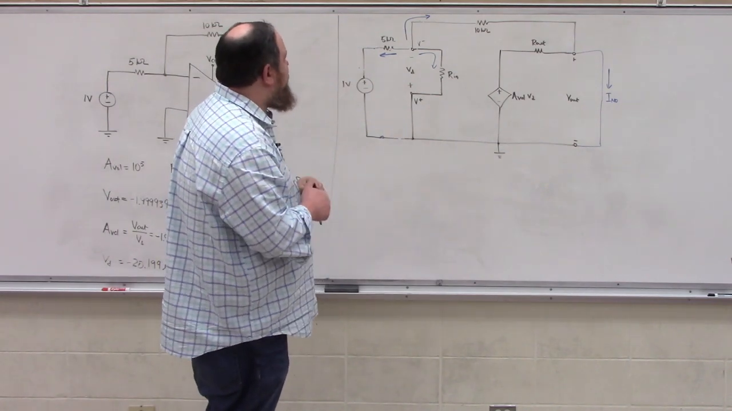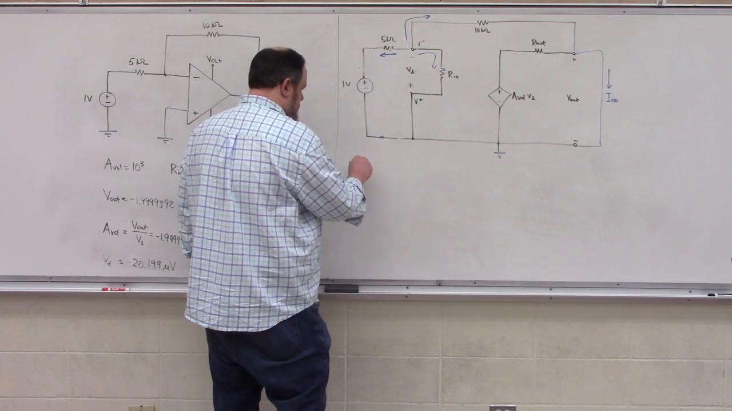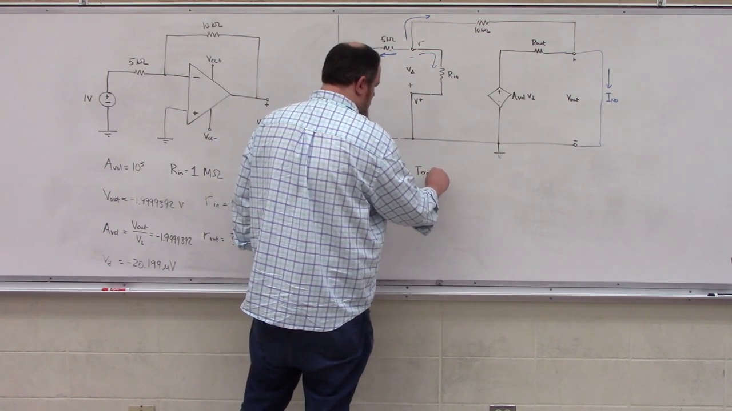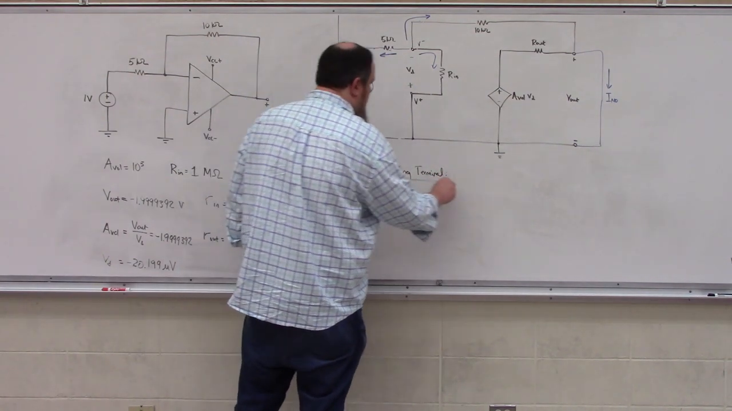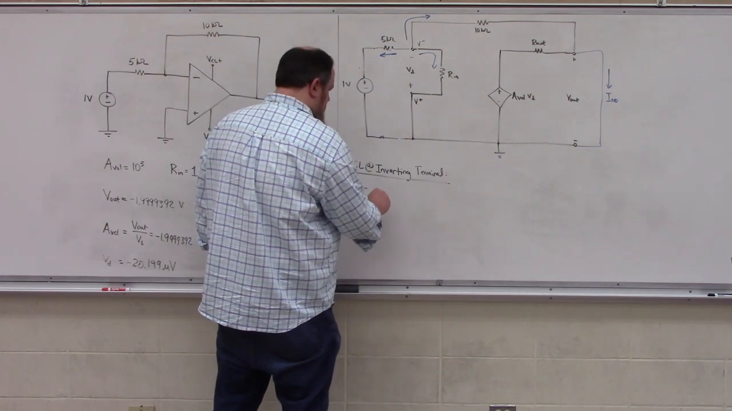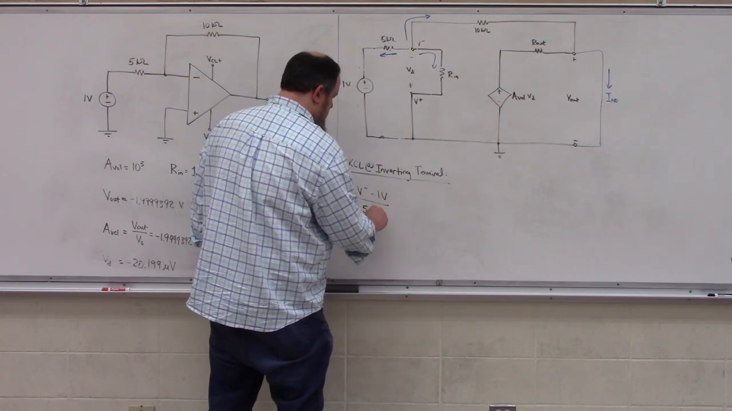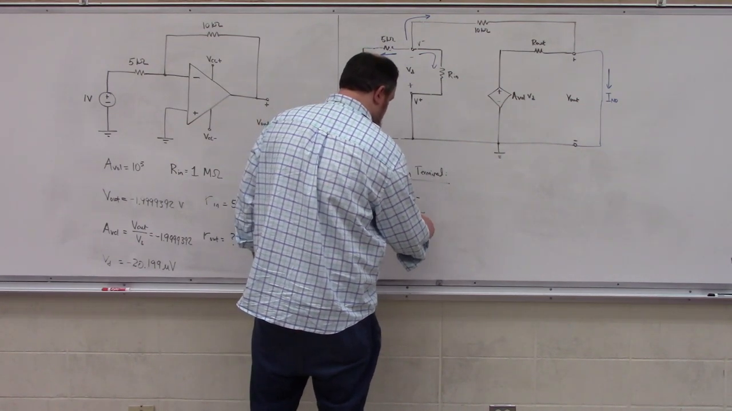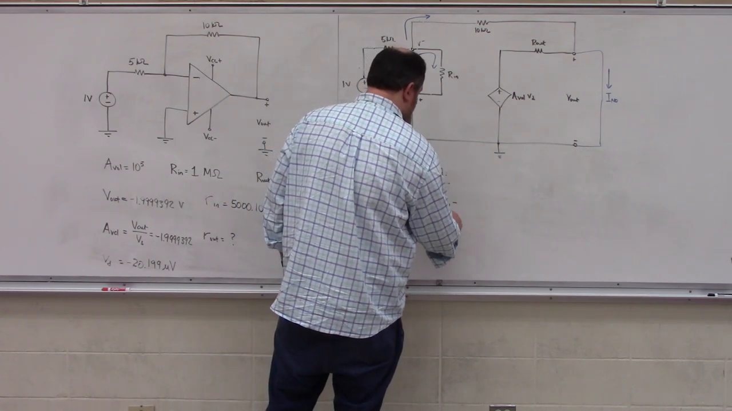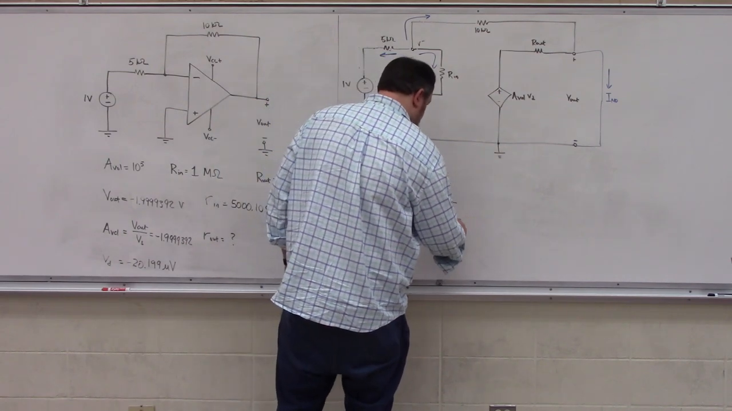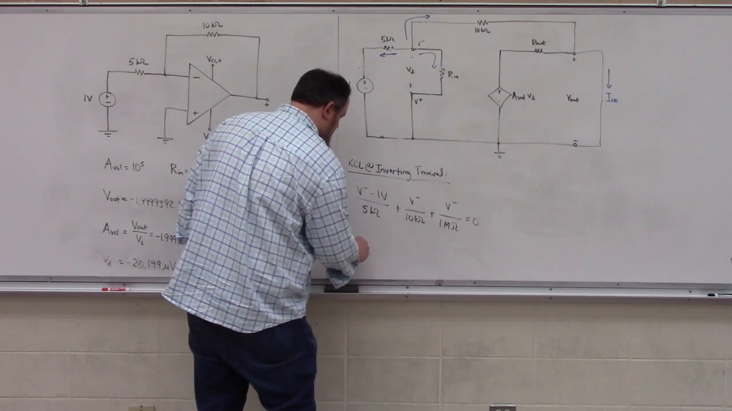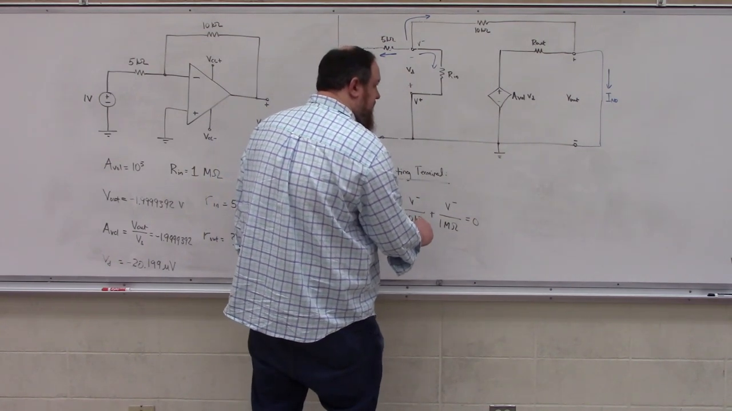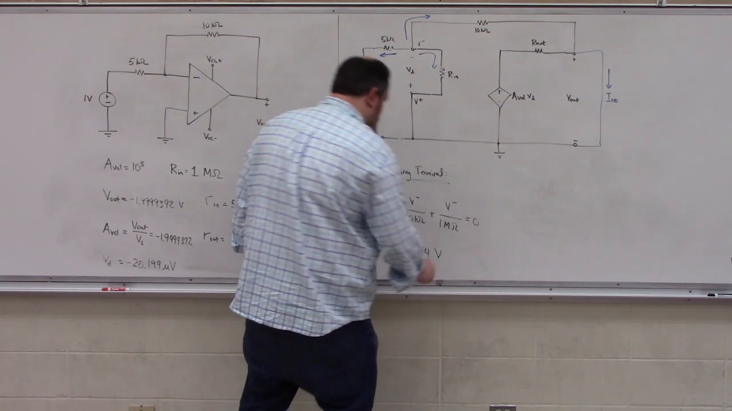So if we apply KCL at the inverting terminal, we get (V minus minus 1 volt) divided by 5 kiloohms, plus V minus divided by 10 kiloohms, plus V minus divided by Rn, which is 1 megaohm, is equal to 0. We can solve this and find that V minus is equal to 0.6654 volts.